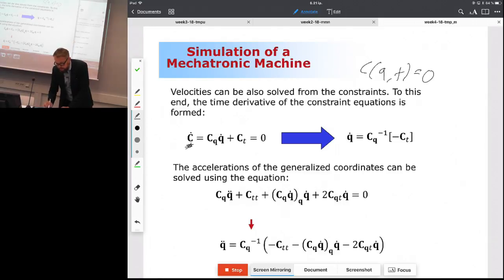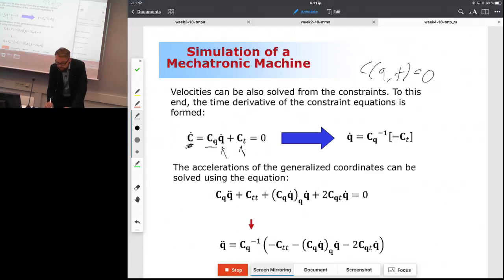So C dot, what comes because of the C dot, then we have here the Jacobian matrix multiplied by velocity of generalized coordinates. And this is a constraint equation that is differentiated with respect to time. Details are not mentioned here, but this is just math. Go and check the lecture notes if you're interested in details. All right? Then another step forward is acceleration level.